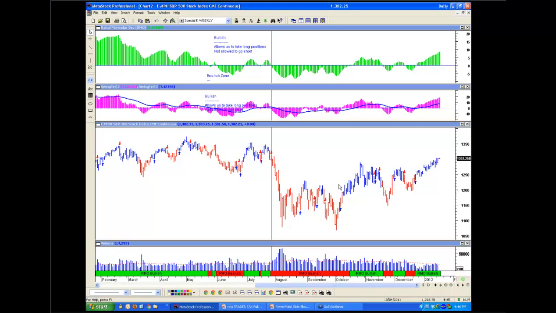Now we're in a good trade right now. It's making money for us. But again, we want to just keep this mechanical. We want to not trade on emotions, but trade based on what the market is telling us. So that is the S&P 500 for you.